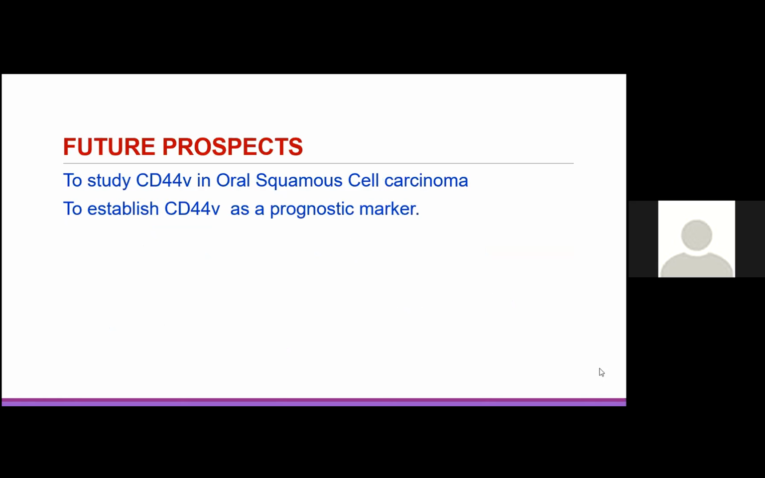Now my future prospect will be to study the variants of CD44 in various grades of oral squamous cell carcinoma and the associated metastatic lymph nodes, and to establish whether any of the variants of CD44 from V1 to V6 can be used as a prognostic marker or not. So in future, I'll be continuing with the various aspects of CD44.